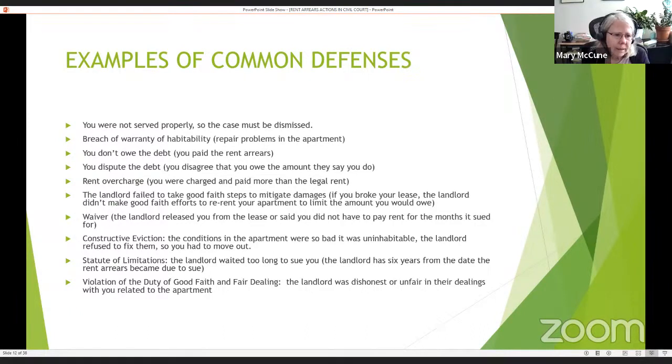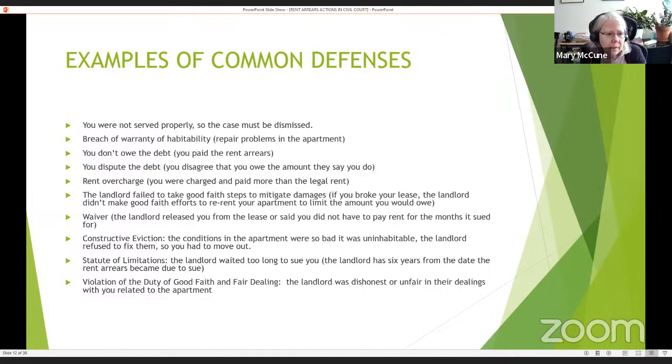Other common defenses are that you don't owe the debt. You paid it. Or you dispute the debt, you disagree that you owe the amount they say you do. Maybe you made payments and they didn't credit you. That is one example. There could have been a rent overcharge. We were charged and paid more than the legal rent. So how can you owe anything?